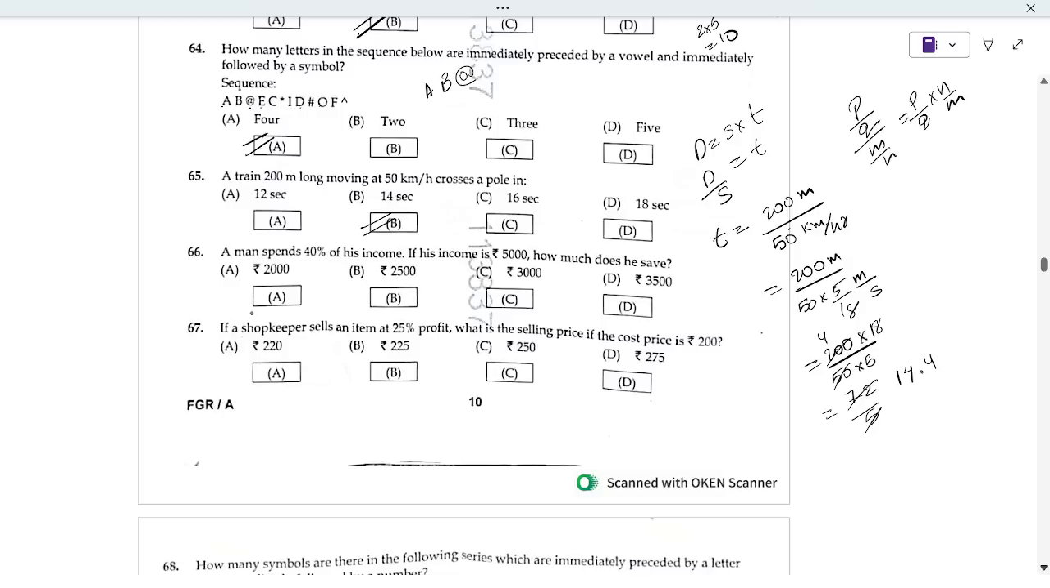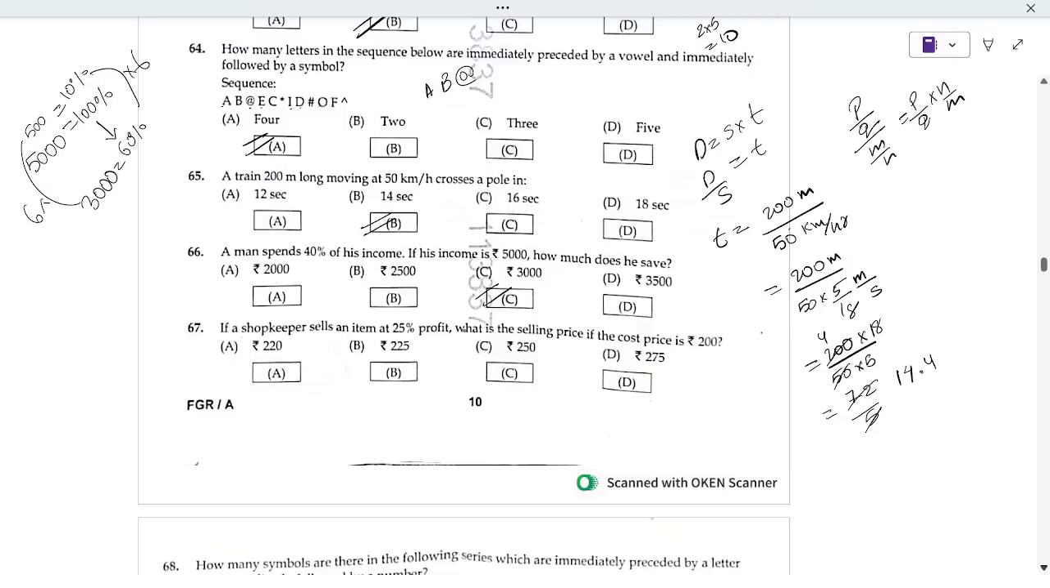Next one, a man spent 40% of his income. If his income is 5,000 rupees, that's 100%. So if 40% is spent, then 60% will be left, because 100 minus 40 leaves 60. Then here 60% becomes what? From here 100% is 5,000, so 10% will be 500 rupees. So 10 into how many times? 6 times. That means 500 into 6 will give us 3,000. That's the answer. 3,000 is the answer.